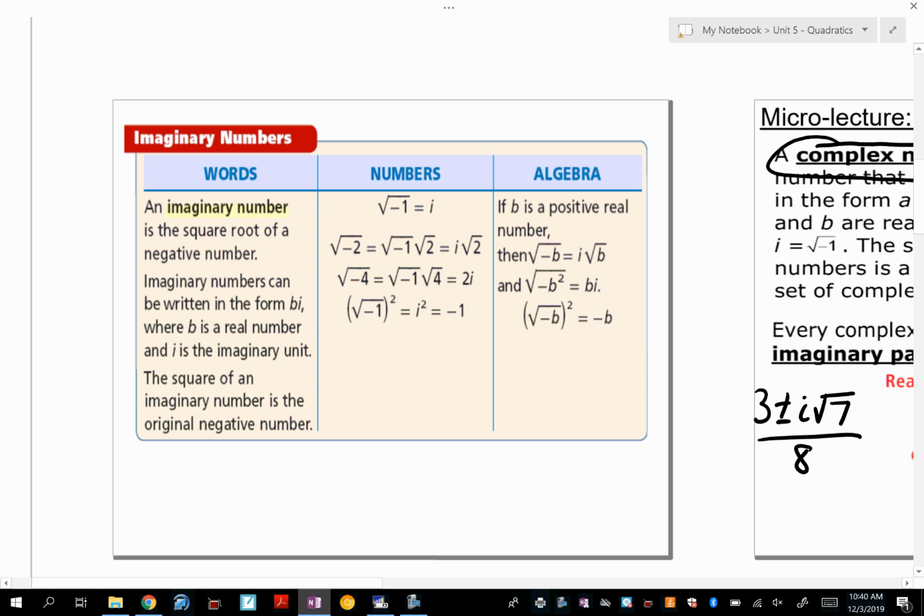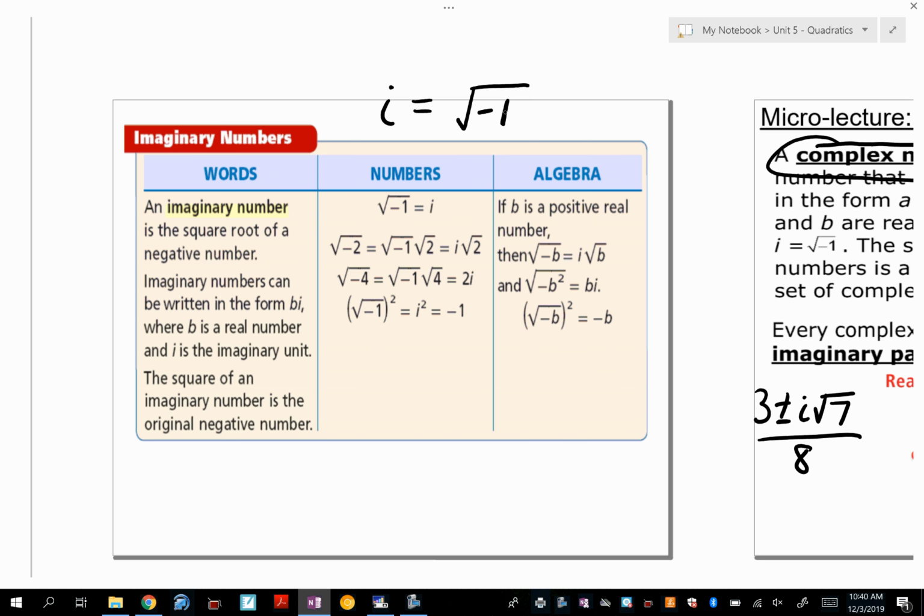Does it have to be negative? Are you talking about the letter I? Yes, so you should only be using this I if you have a square root of a negative number. If we're taking the square root of a positive number, Nicholas, we won't have the letter I.